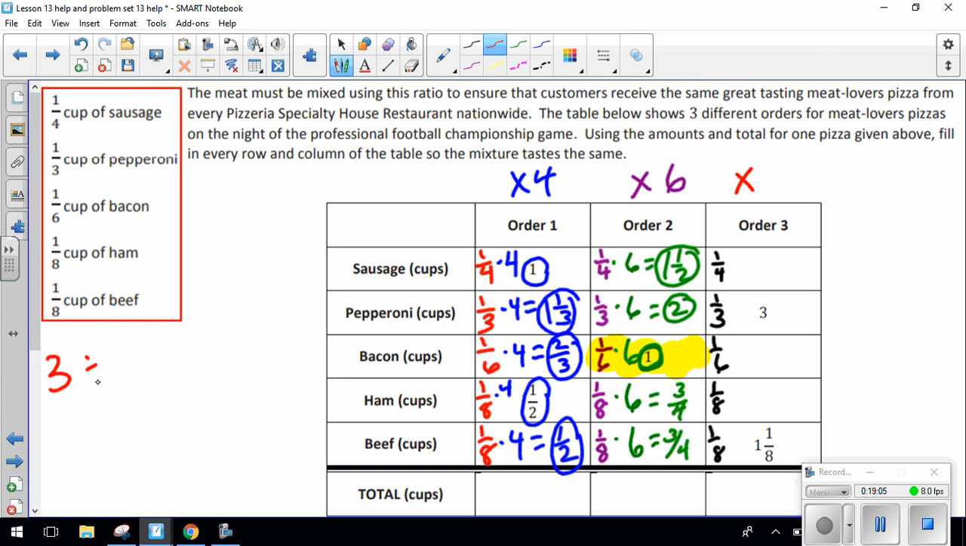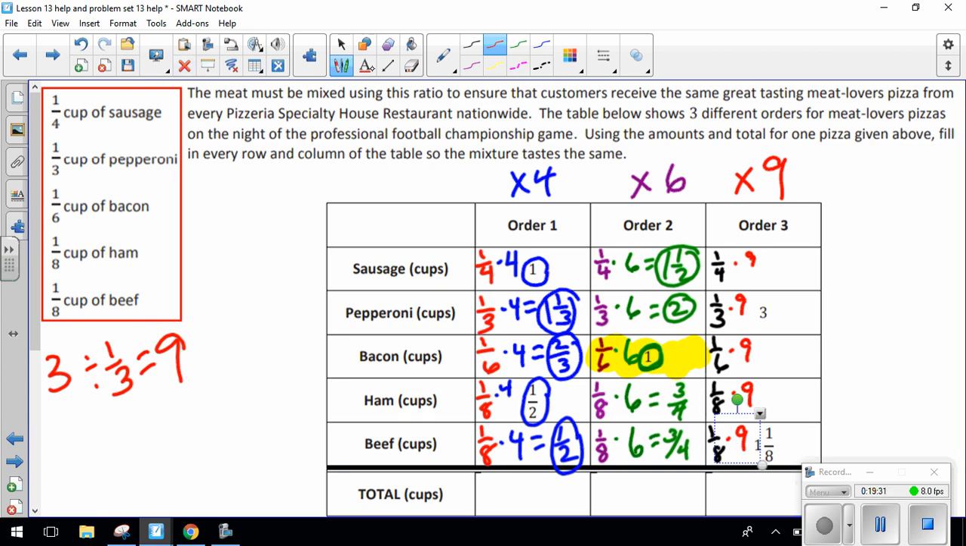So I'm going to take 3 and we'll divide by 1/3. And hopefully you're getting an answer of 9. So that means in order number 3, their pizzas are getting 9 times the amount of meats. Okay, so I'm going to take each one of these values and times them by 9.